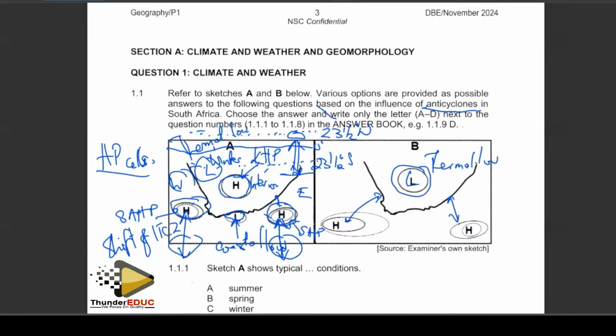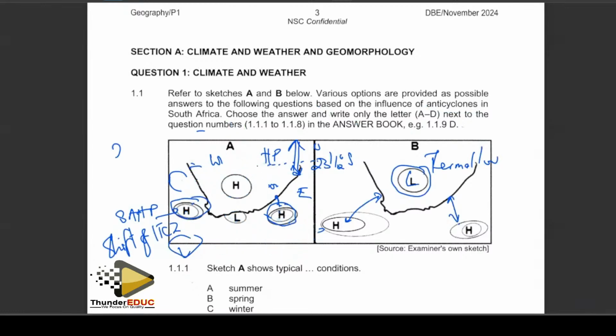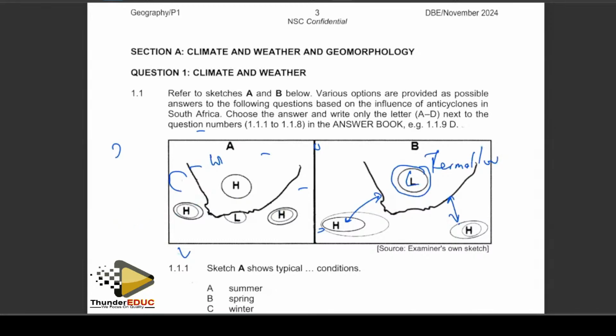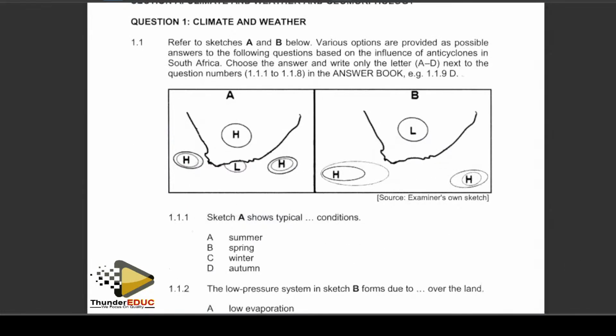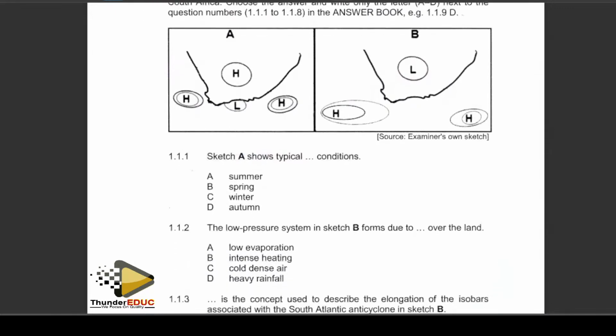Right. So what is most important is for us to go to the questions and be able to figure out the possible responses as fast as possible so that we get to understand and justify why we are saying a particular answer is the most appropriate answer to a given question. Right. We want to move on and look at the first question, which is question number 1.1.1, the first question based on those anticyclones. Right, let's come to our question and see what the question requires us to figure out.